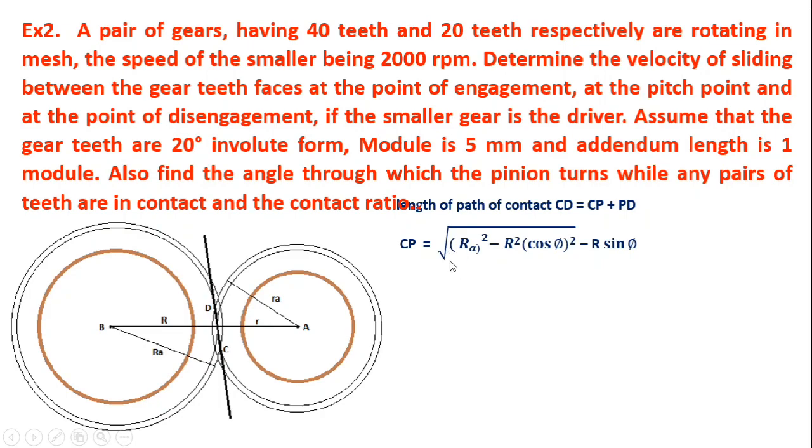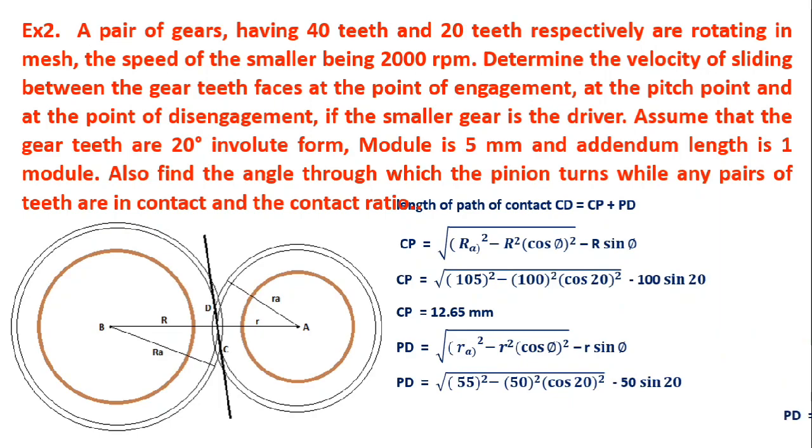So length of approach is given as root of RA square, that is the addendum circle radius of gear square, minus the pitch circle radius of gear square cos square phi, minus pitch circle radius of gear into sin phi. Substituting these values, we get CP, or the path of approach, as 12.65 mm. Similarly, the path of recess can be obtained using this equation, which has the addendum circle radius of pinion and the pitch circle radius of pinion. Substituting those values, we get the path of recess as 11.5 mm.